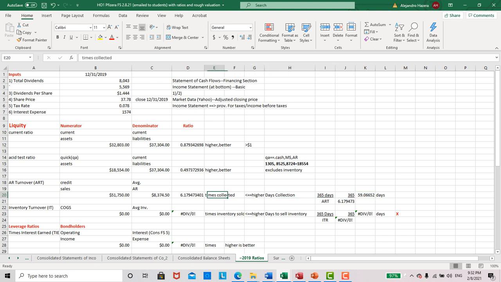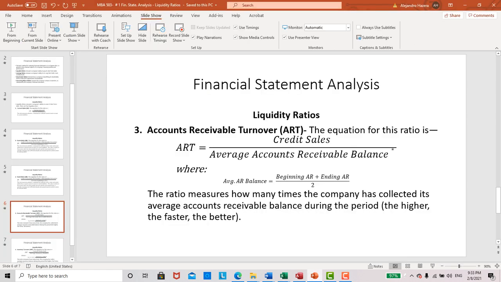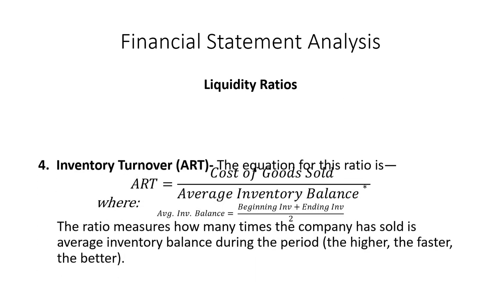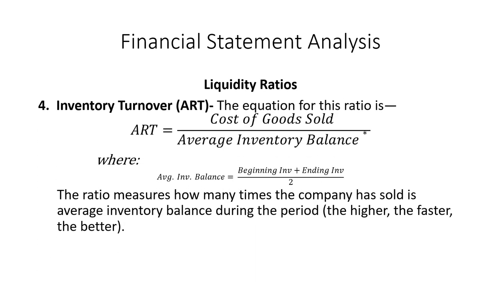The final liquidity ratio, we will go back to the PowerPoint here. The final liquidity ratio is your inventory turnover. Your inventory turnover is very similar to your accounts receivable turnover. However, your inventory turnover measures the number of times that you sell your average inventory balance during the year.